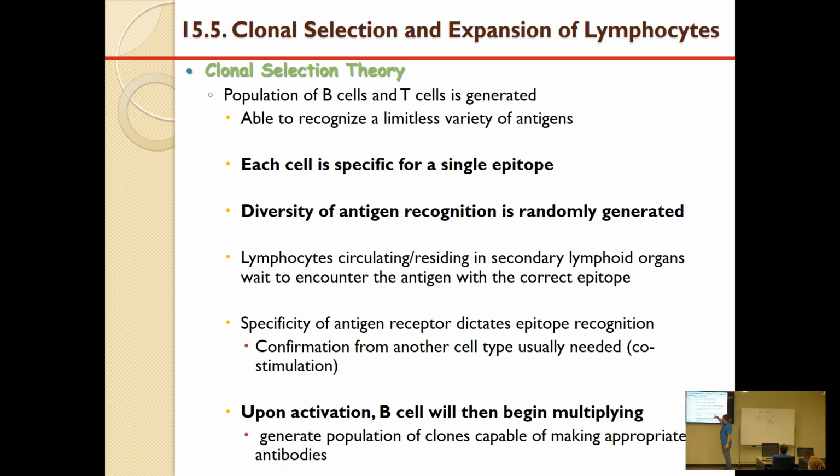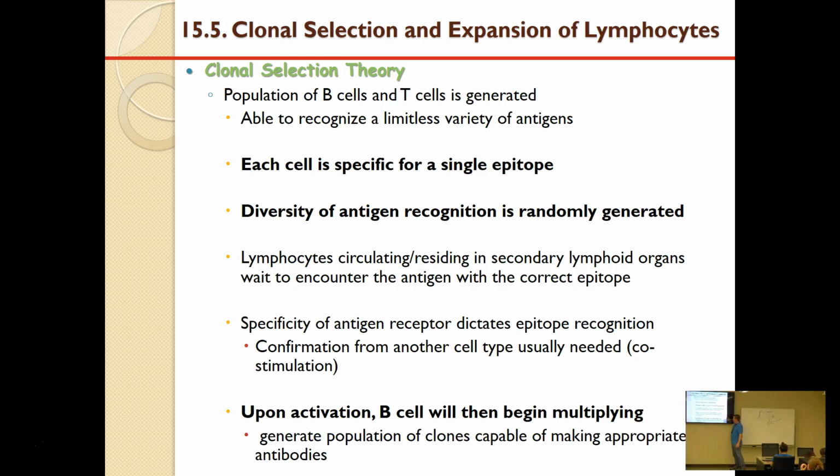But confirmation from another cell type is usually needed. That's the T-dependent ones, right? The majority of the antigens we're talking about in this chapter are T-dependent because we need that T helper cell to come in and help with the recognition. Well, that's why it's saying usually. The only ones that it doesn't apply to are the T-independent, those ones that we've already been talking about ad nauseam.